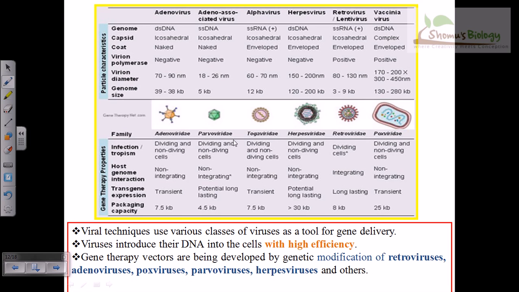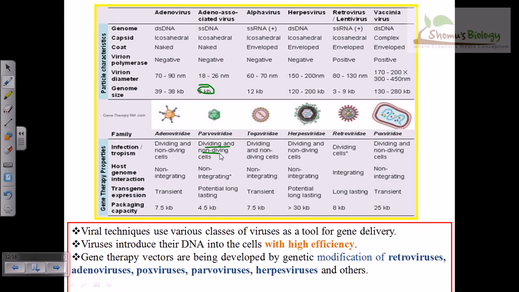For example, say here adenovirus can hold on to 38 to 39 kb. On the other hand, parvovirus can take only 5 kb. So depending upon the size of our target gene, we can choose it. And also we can see the infection tropism.